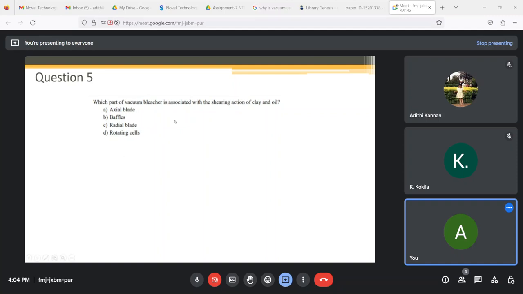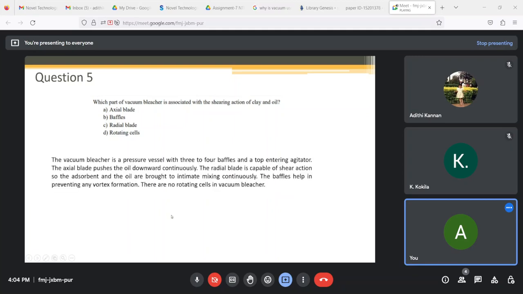So there are multiple parts in a vacuum bleacher. A vacuum bleacher will be like a vertical cylindrical structure where you'll have multiple parts. Axial blade, baffles, and radial blades correspond to those parts. To explain it further, the vacuum bleacher is a pressure vessel with 3 to 4 baffles and a top entering agitator.